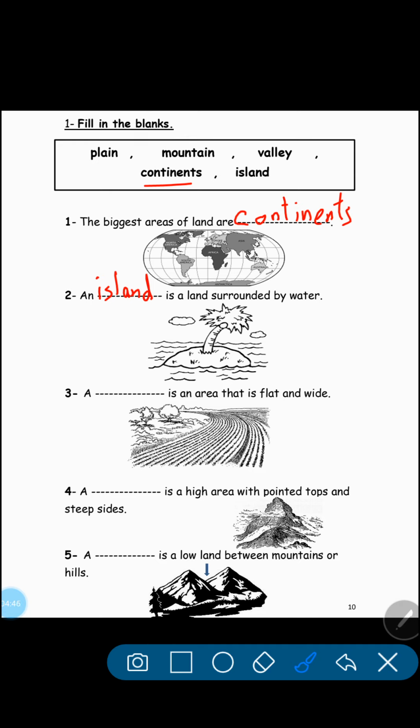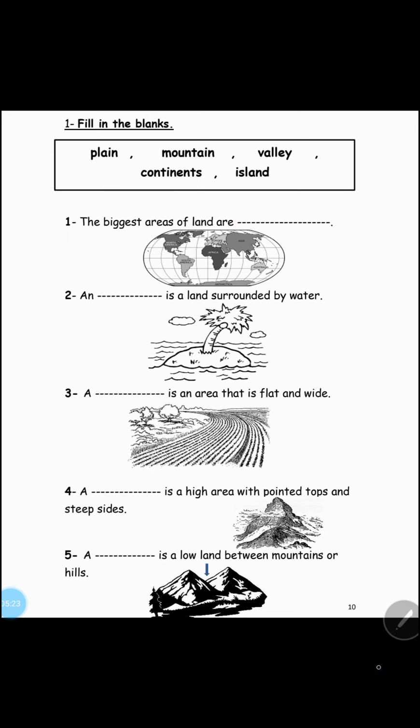Number 3. A blank is an area that is flat and wide. It's a plain. Excellent. Number 4. Blank is a high area with pointed tops and steep sides. A mountain. Number 5 is a low land between mountains or hills. What is it? Valley. Let's go to the next page.